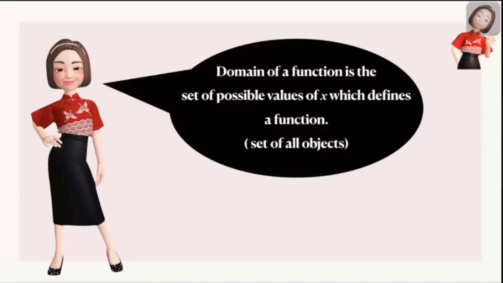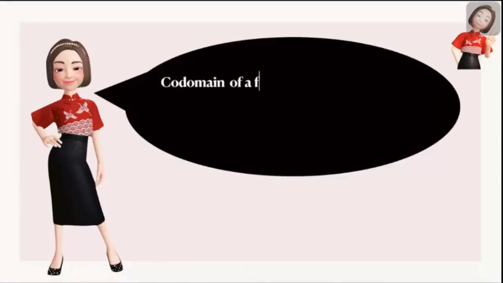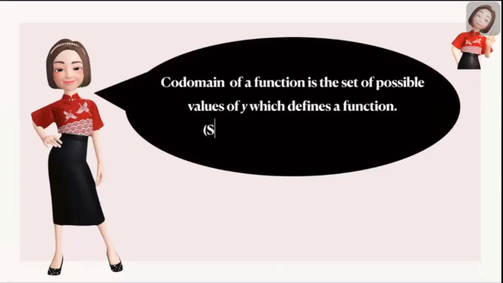So codomain pula. The codomain of a function is the set of possible values which define a function, or you can say it's a set of images and non-images.